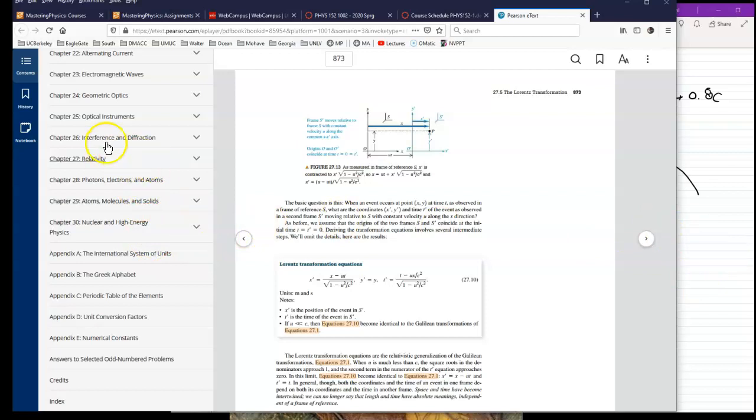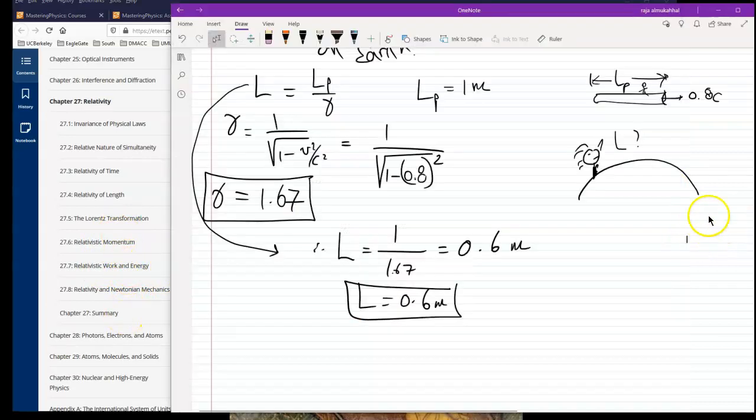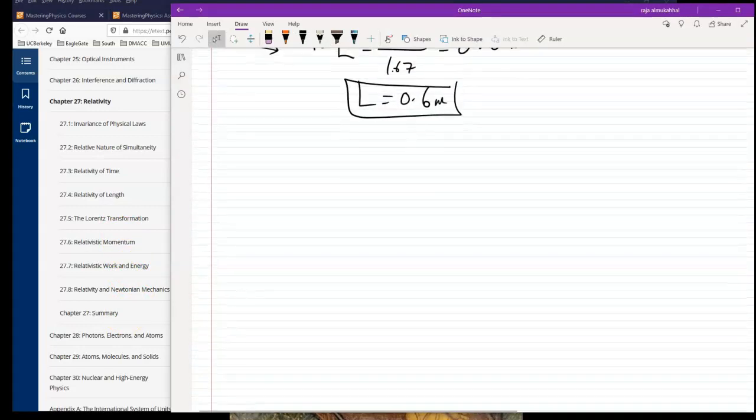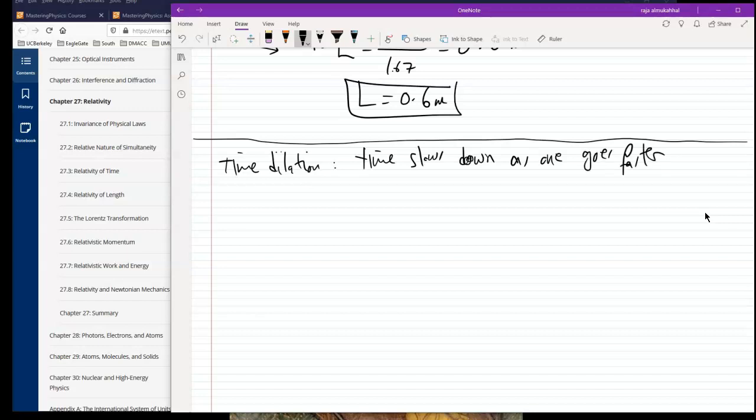So now we go to work and energy and momentum. I want to cover the whole thing today. I'll try to cover them. Now we come to the momentum. So far, let's just recap. We have time dilation, which means time slows down as one goes faster, as measured by an observer.